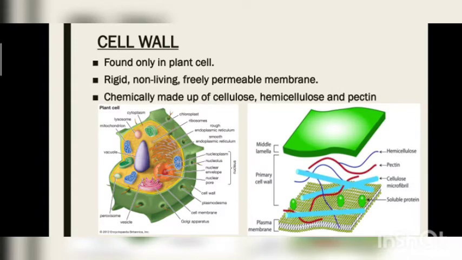Now from today, cell wall. See, the cell wall is highly rigid, non-living, and most importantly, it is a freely permeable membrane, and it is found only in plant cells. So why is the cell wall present only in plant cells? Due to various reasons, like plant cells do not locomote. Locomote means they do not move from one place to another place.